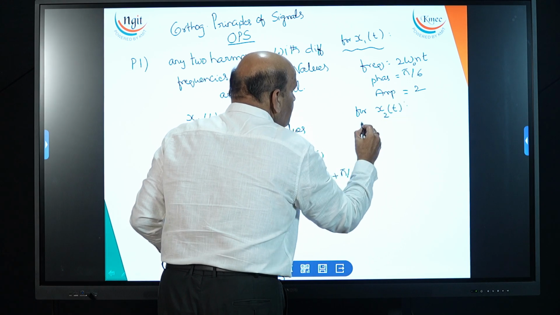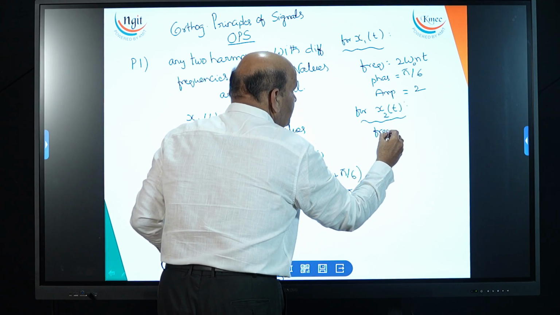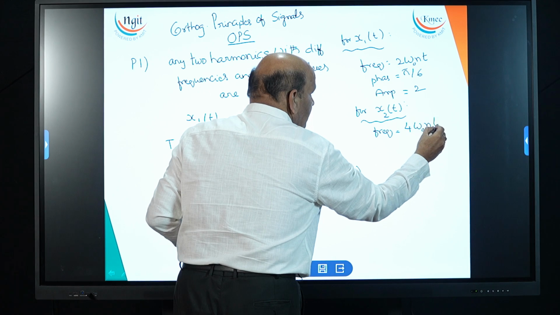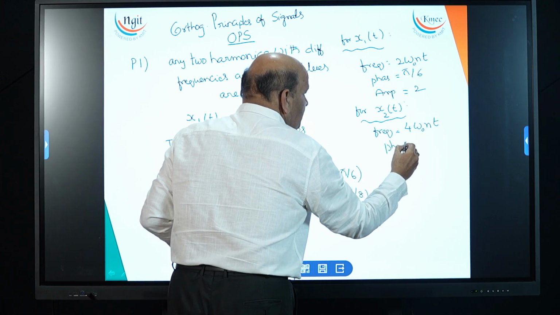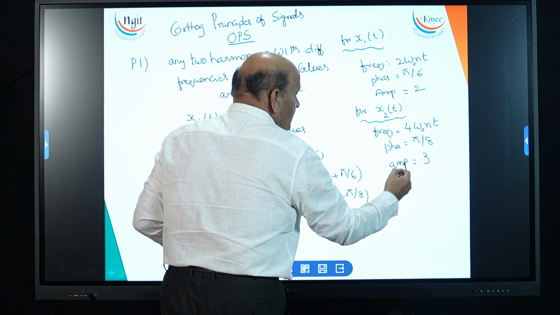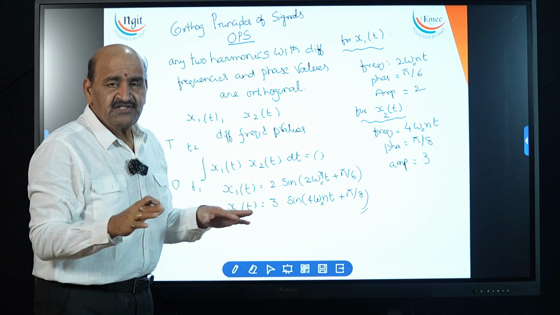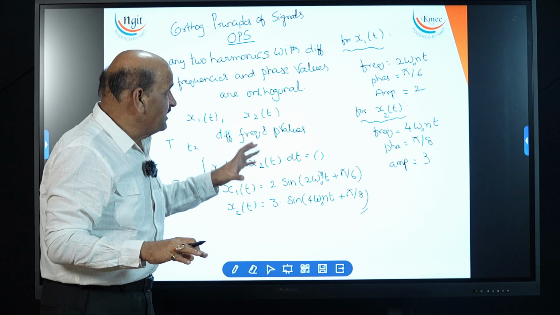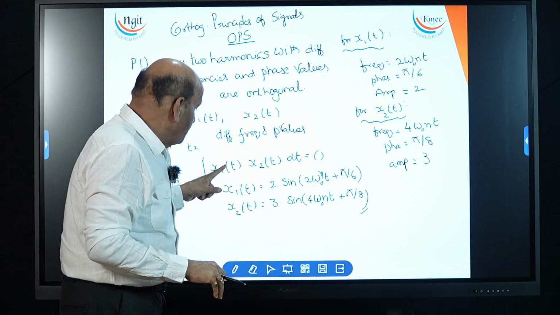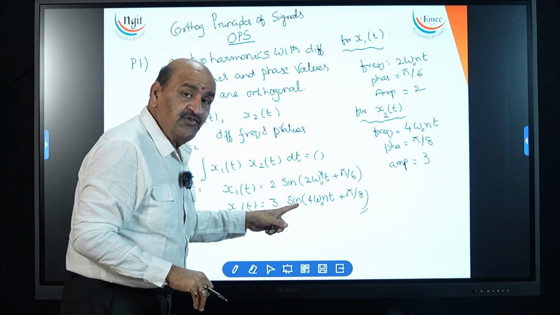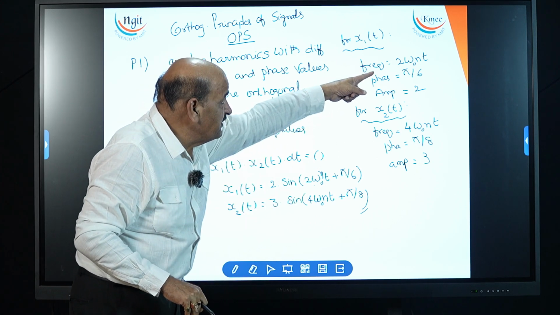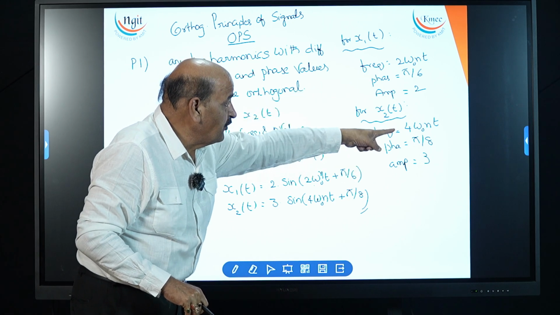Now, for the second signal, x2 of t, the frequency is 4 omega naught, the phase value is pi by 8, and the amplitude is equal to 3. Amplitude cannot be taken into consideration. It is not an important parameter. But what are the important parameters? Frequencies. How many signals are given? 2 signals are given. Both signals are sinusoidal. But even though both are sinusoidal, look at the frequency: 2 omega naught here, 4 omega naught here.